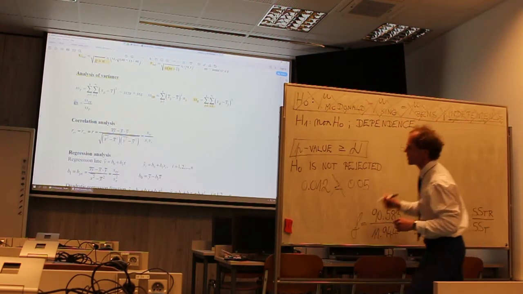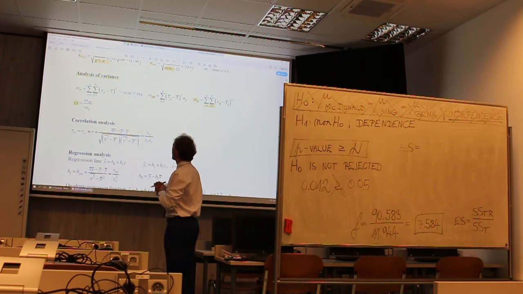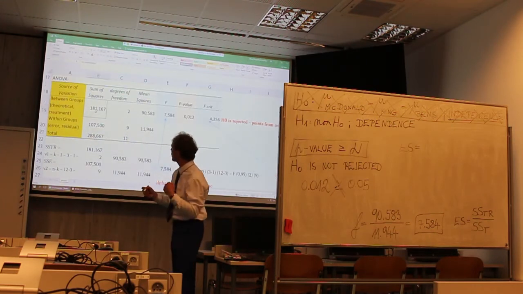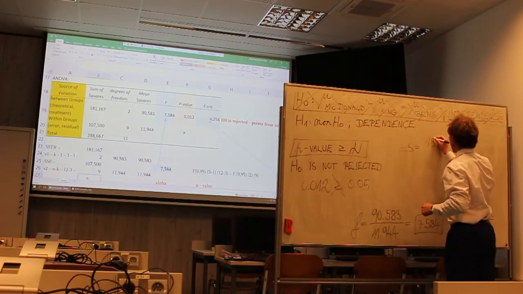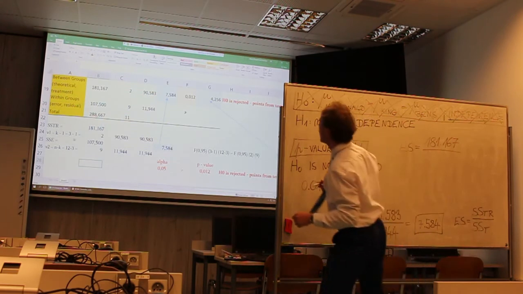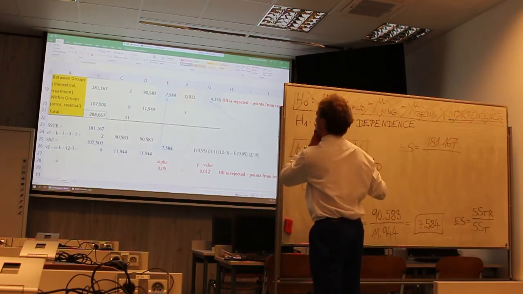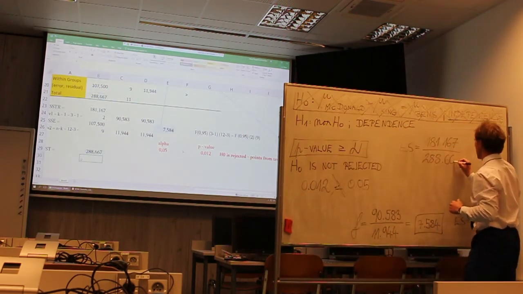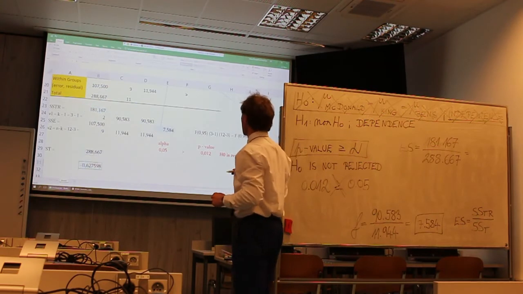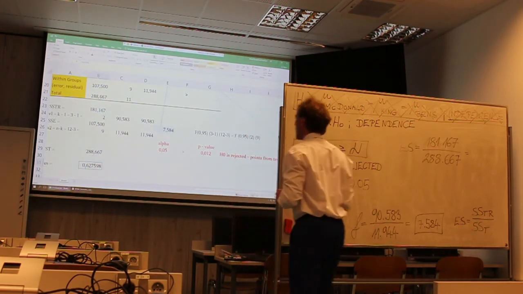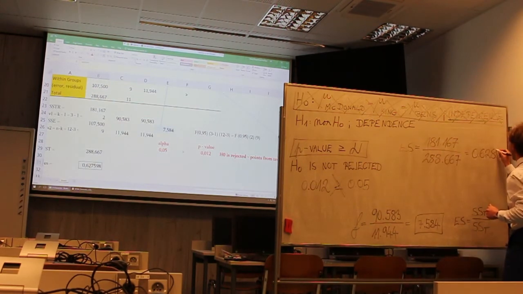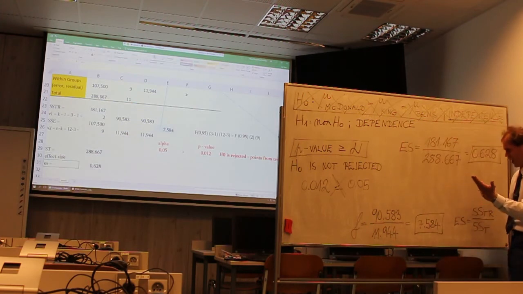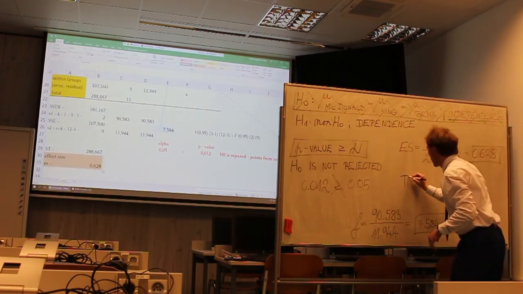So effect size is equal to, where are our treatment and total sum of squares in our table? So treatment, 181.167 divided by total sum of squares, 288.667. Okay, the result is 0.628.